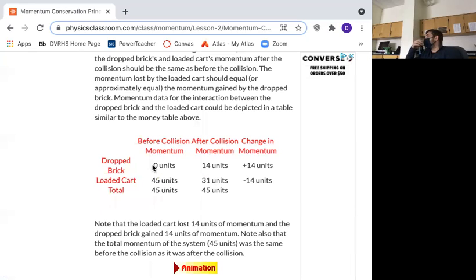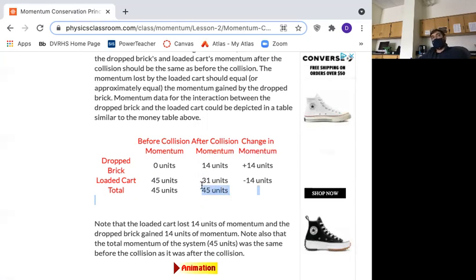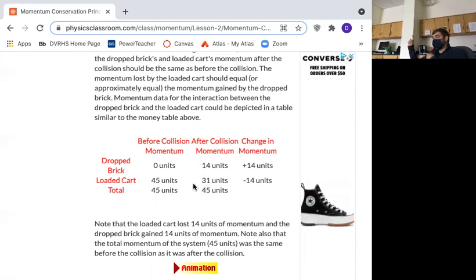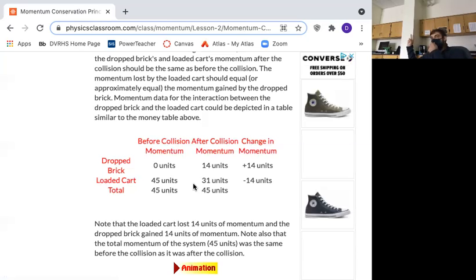The dropped brick, however, sped up. It was not moving, and you dropped it on the cart, and now it's moving. So the lost momentum by the cart, 45 to 31, equals the gained momentum from the brick, 0 to 14. 14 units of momentum gained, 14 lost. Total momentum, always 45 units. Even though the object slowed down, momentum is directly proportional to both mass and velocity. Even though the object visibly slowed down, it weighed more, so it didn't have to go as fast to get the same momentum.